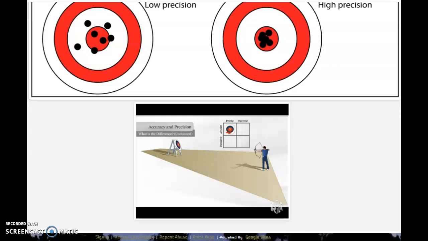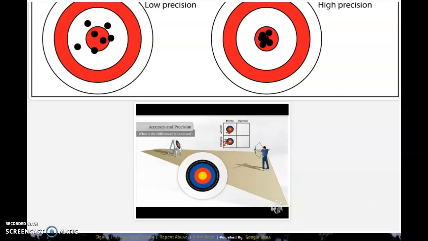It is also possible for the archer to be precise, but inaccurate. If he misses the bullseye, he is inaccurate. He has missed the mark. But if he can consistently and repeatedly hit the target in the same place, even if it is not the bullseye, he is precise.